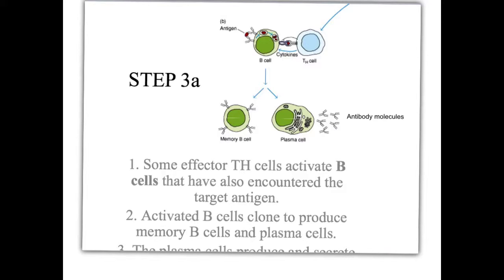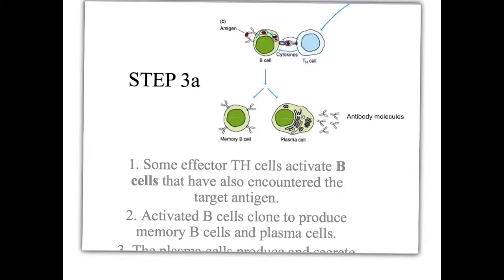Some of them look for B cells that have also engulfed the target antigen and are displaying antigenic particles on their surface with MHC class II. The T helper cell recognizes it and locks onto this display with its receptor. After co-stimulation takes place, it activates the B cell. The B cell responds by proliferating.